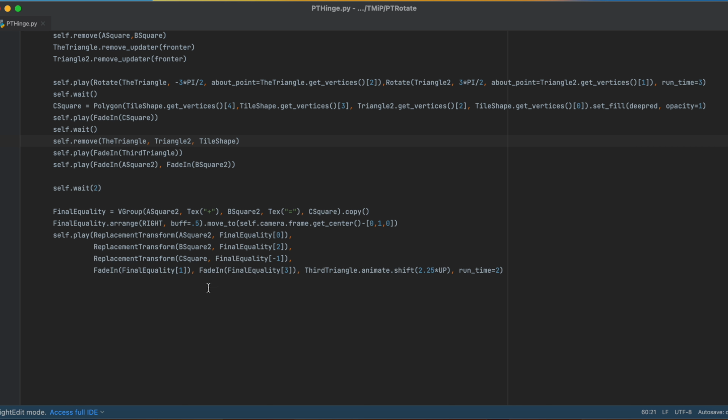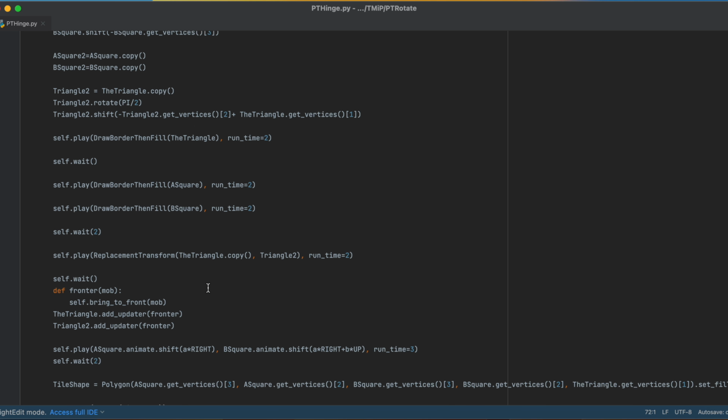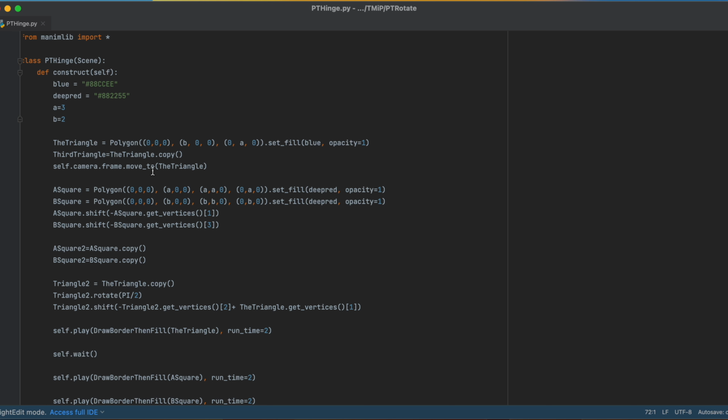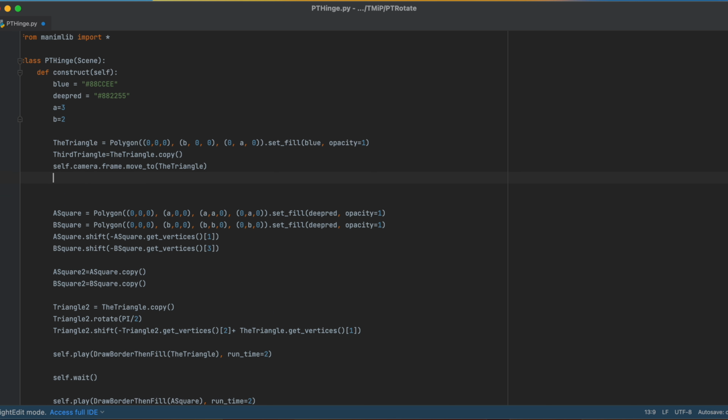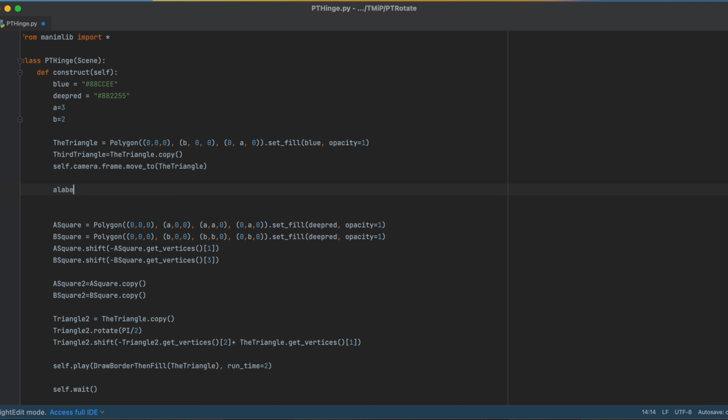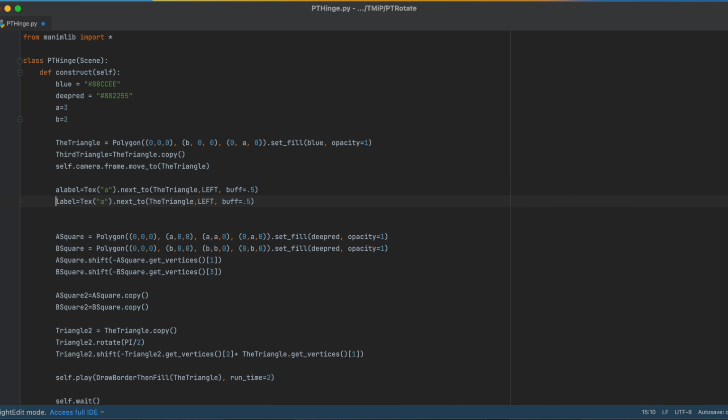Okay, so what do we need to do here? We need to go back and we need to label some things. So we go all the way back to the triangle. The triangle hasn't moved. So right in here, I'm going to do my A label, which is just a tech object A. And I want it to be next to the triangle. I want it to be on the left side. And I want a buffer of 0.5. We'll see what that looks like. Then I want to do the same thing. I want my B label to be a tech object B. I want it to be down below the triangle.